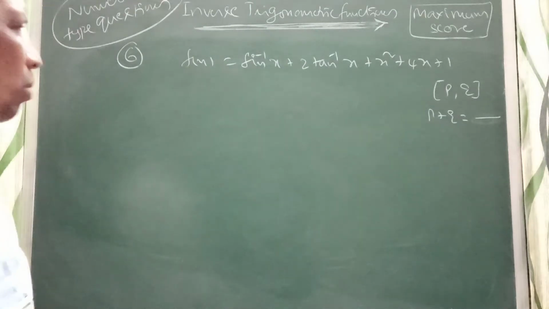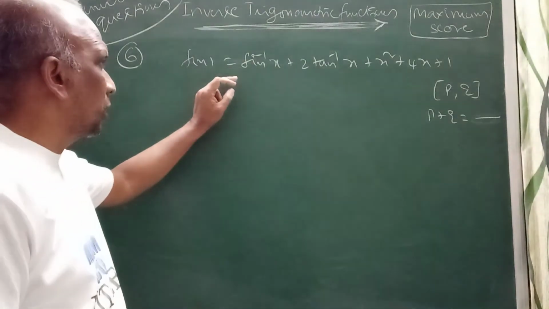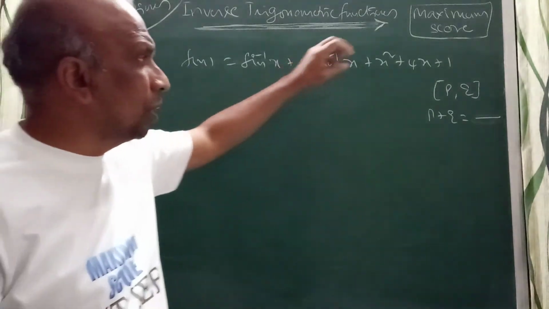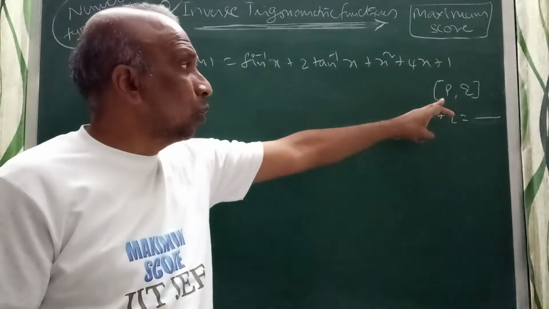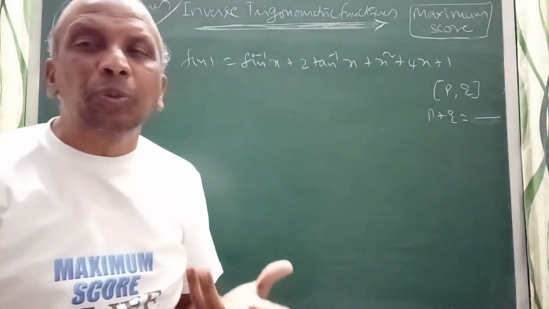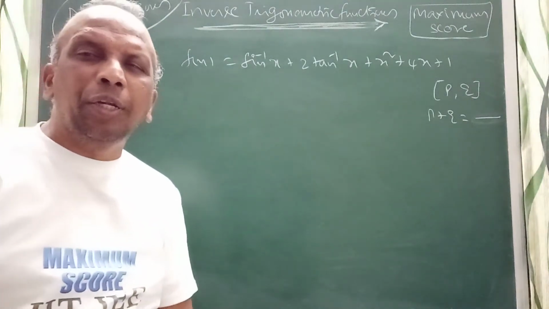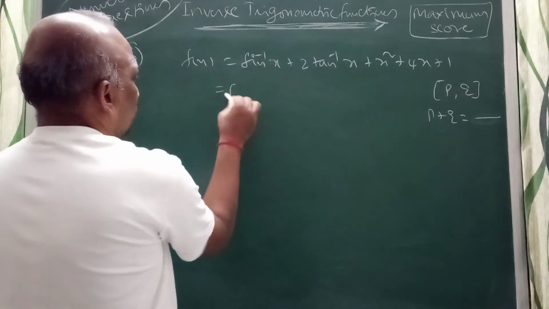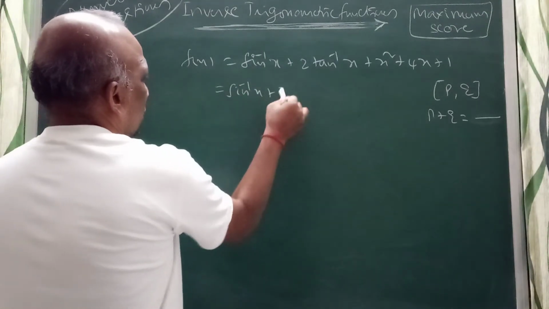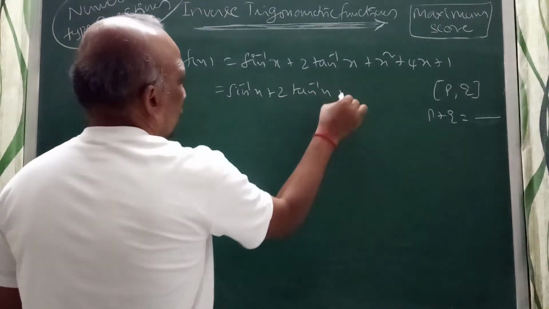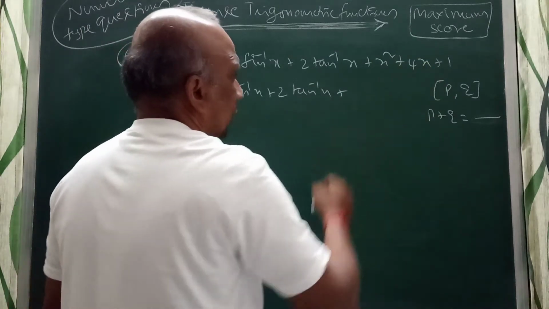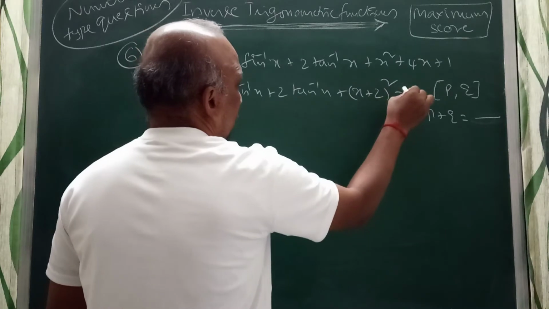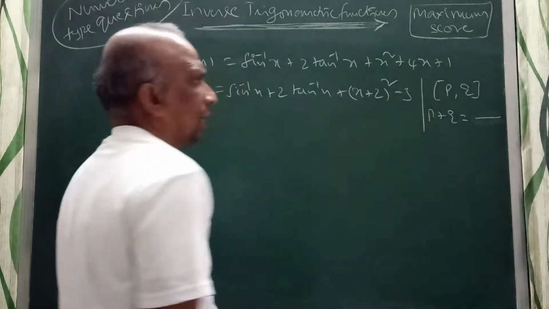So in this problem they are given that the range of f of x equal to sin inverse x plus 2 tan inverse x plus x square plus 4x plus 1 is the closed interval [p, q], and they are asking for p plus 2q. When they are talking about range, think about the domain of this function. I can write this one as sin inverse x, 2 tan inverse x, and this one as x square plus 4x plus 1. I can express this as (x plus 2) whole square minus 3, which is convenient to write like this.